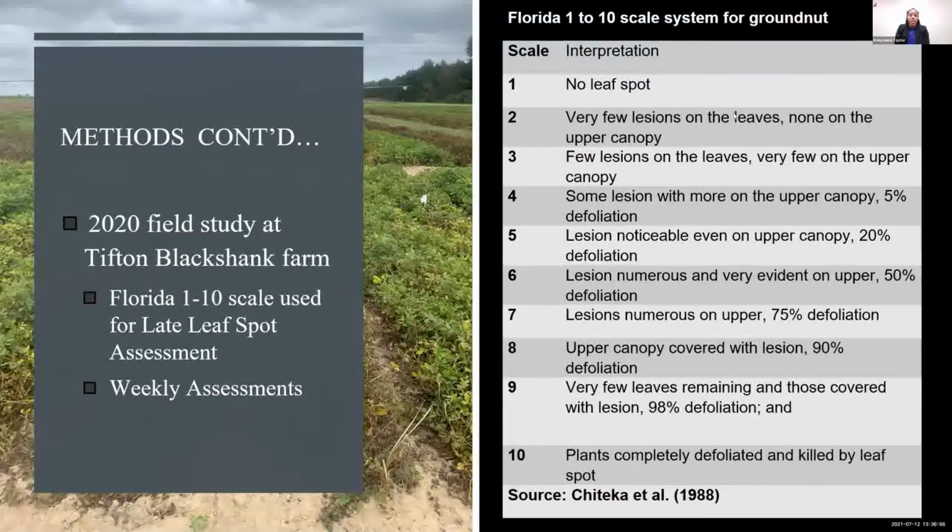So just getting into how I assessed late leaf spot. Late leaf spot severity was assessed using the Florida 1 to 10 scale, and assessments were made weekly beginning 112 days after planting until harvest. The Florida 1 to 10 scale takes into account frequency of late leaf spots and defoliation of the canopy.